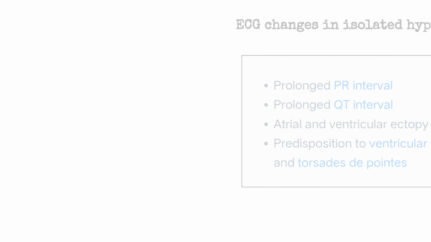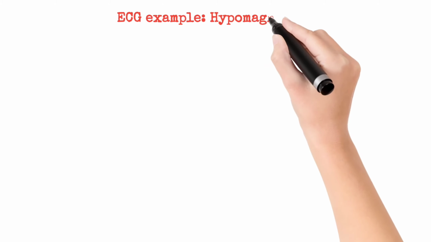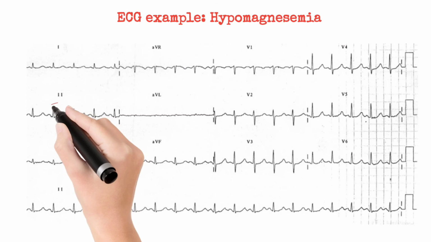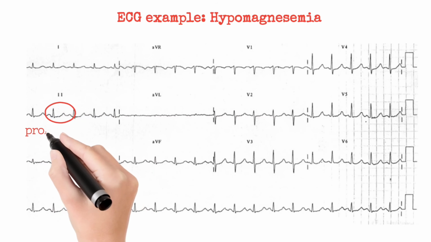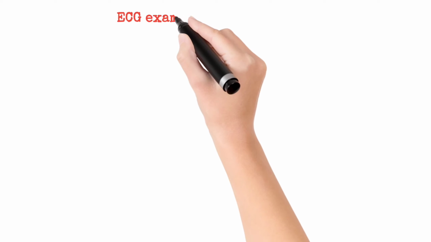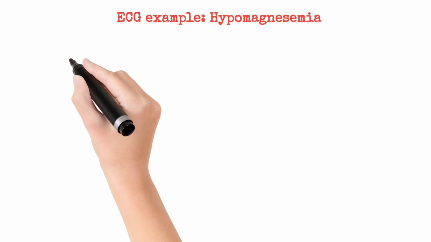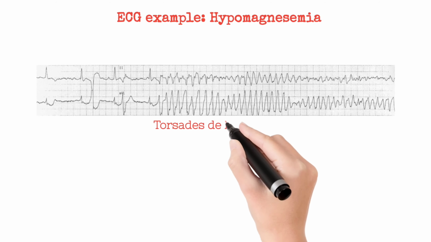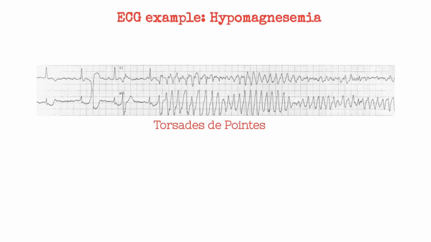Let's see the examples of hypomagnesemia. In this ECG, we can see the prolonged QT interval. And in another example of hypomagnesemia, torsades de pointes can be seen, as you can see here, and it's also associated with hypokalemia.